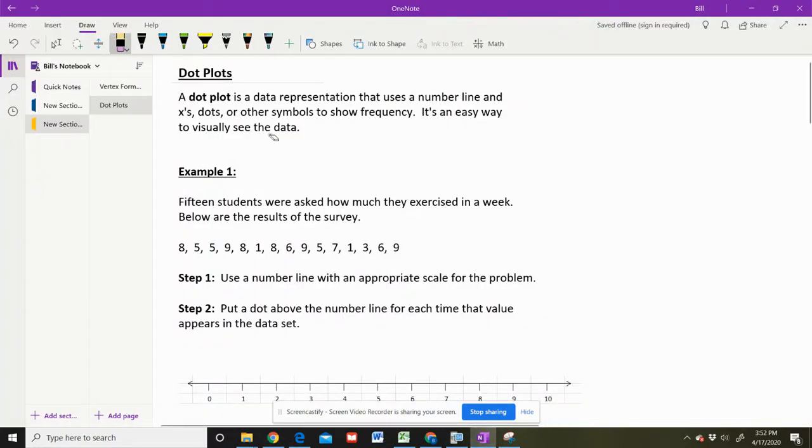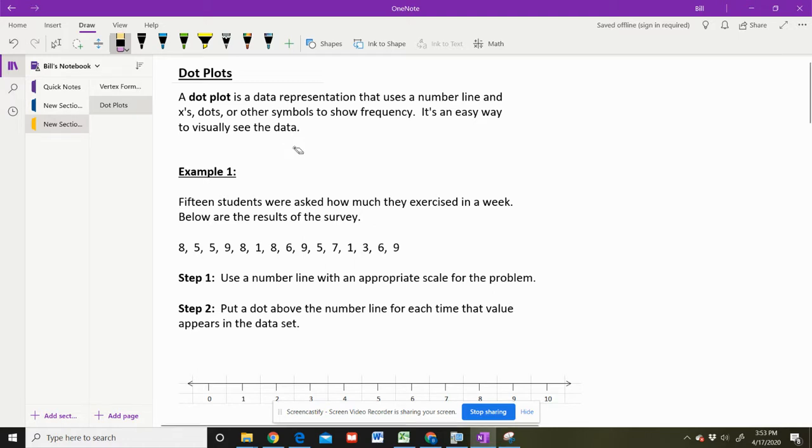All right, so today we're going to learn about dot plots. A dot plot is a data representation that uses a number line and X's or dots or other symbols to show frequency. So it's an easy way to visually see the data. You can look at it and see basically what the distribution looks like. You can easily see what the range is. You can easily see what the mode is, what number is occurring the most. So it's a good way to just represent your data.